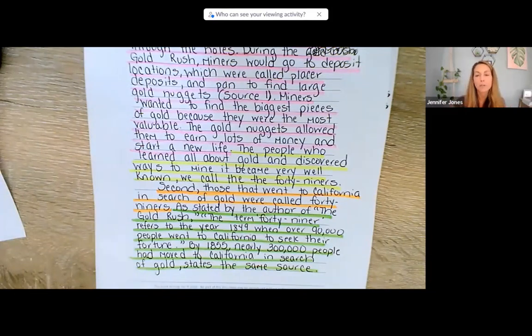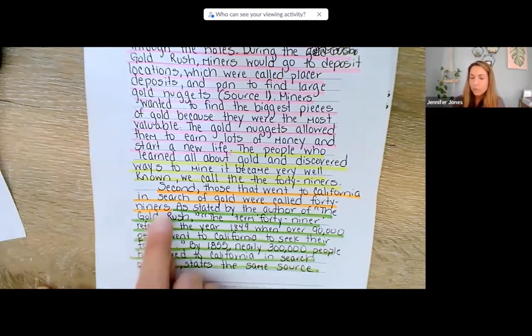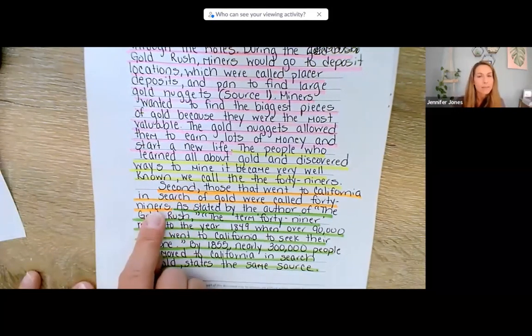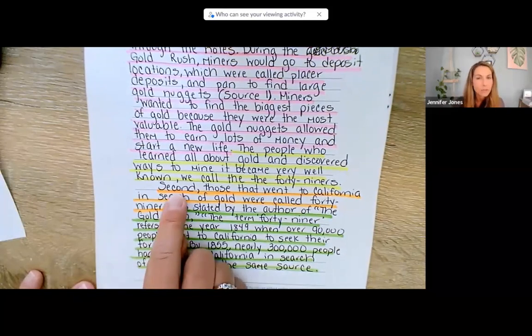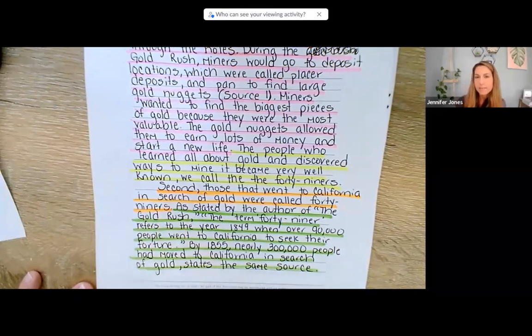So the first thing I want you to do is look at your paragraph. Do you have a topic sentence that you highlighted? Did you do a topic sentence in T2? All right. Now, does that topic sentence start with a transition word? Maybe it does, maybe it doesn't.